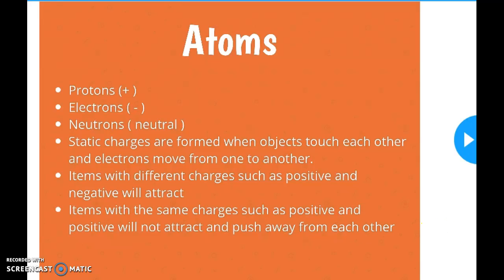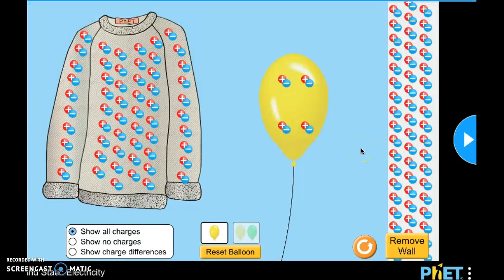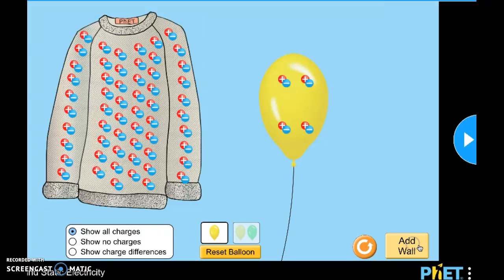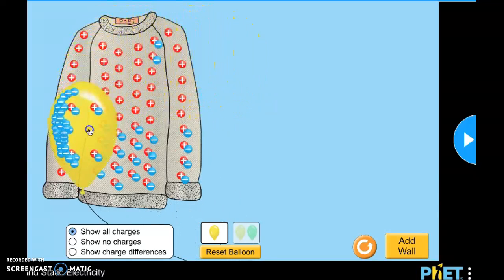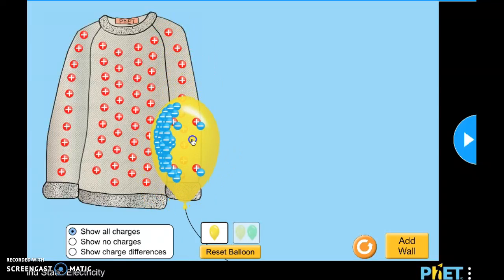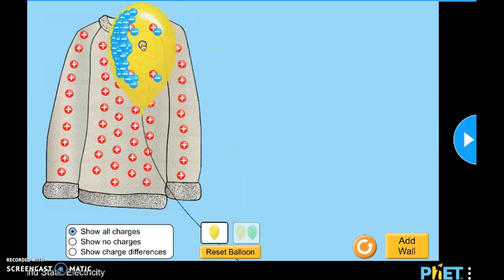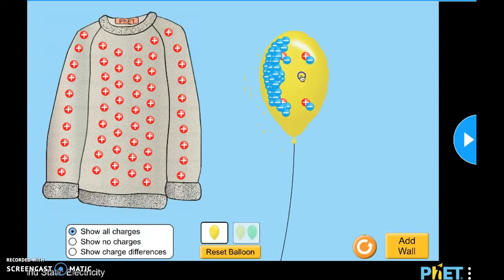Let's take a look at this simulation so we can get a visual of these different static charges and the electrons moving from one surface to another. To start, we are going to remove this wall over here because it will not be helpful within this simulation today. Watch as I drag this balloon over the sweater. The balloon starts picking up all the negative charges, which are blue. Once I have rubbed the balloon across the entire sweater, it has picked up all the negative charges, leaving the sweater with all the positives.